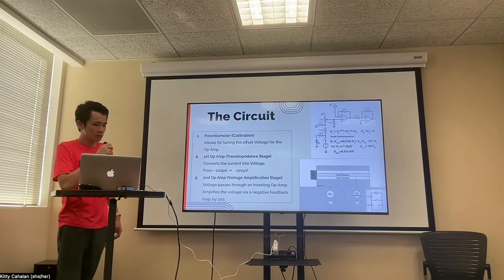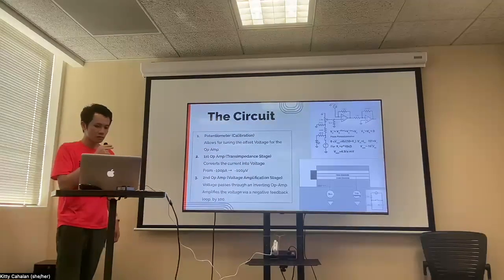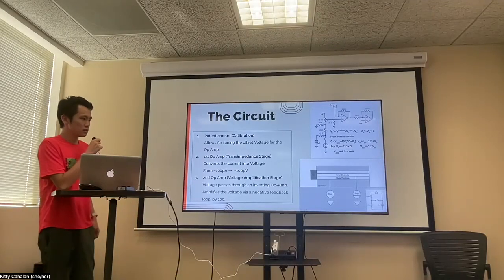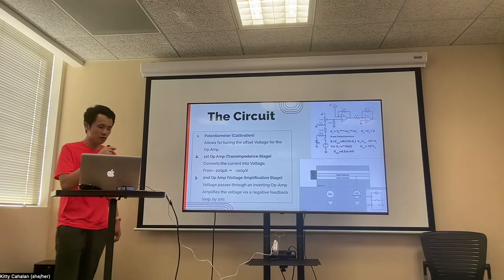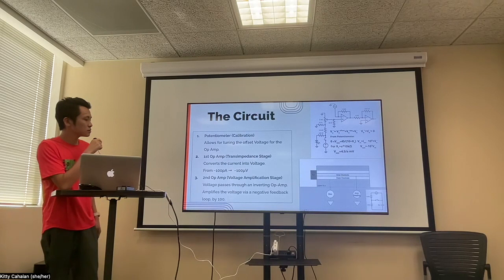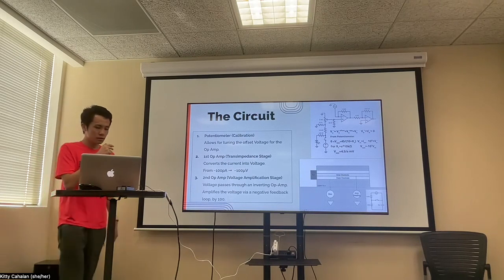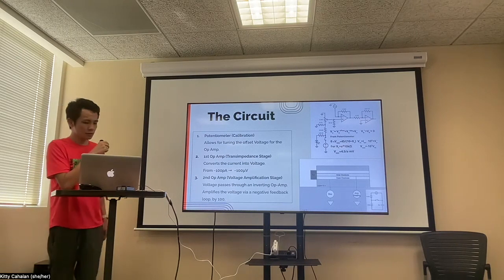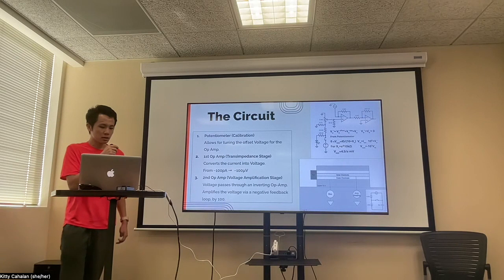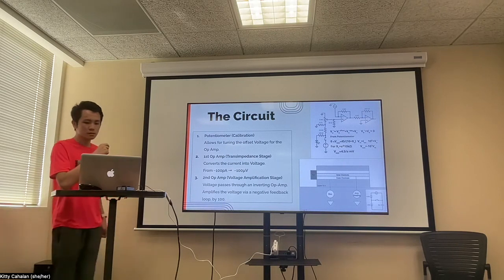The first op amp is the transimpedance stage, which converts the current, which is about, I think, 100 picoamps, to voltage, to about 100 microvolts. And then the second op amp is the voltage amplification stage, which amplifies that voltage by a factor of, I believe, 100, using a negative feedback loop.